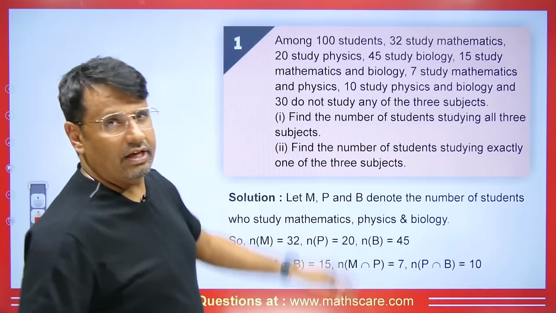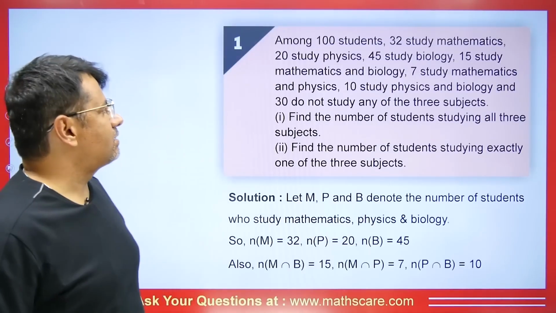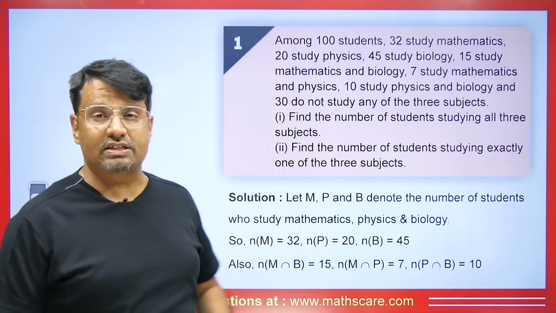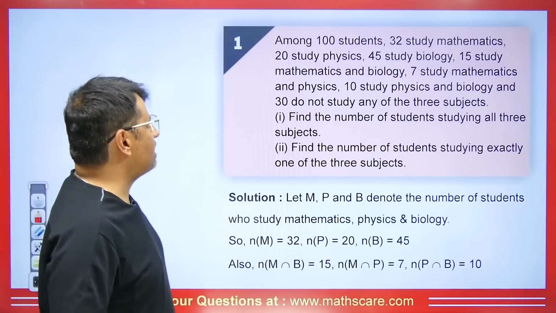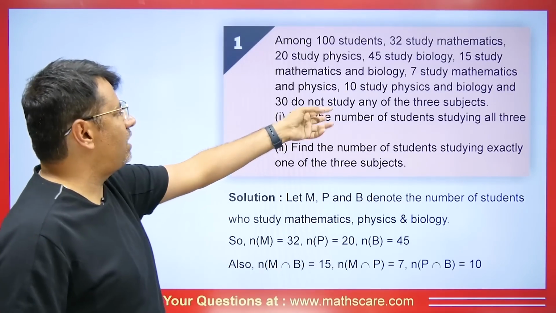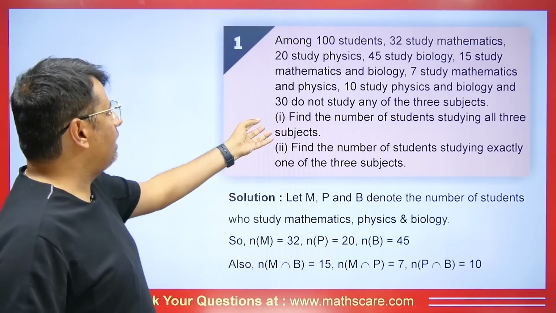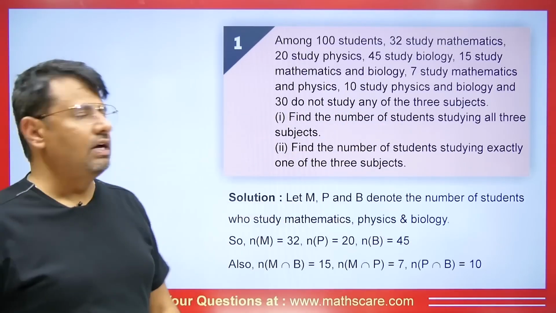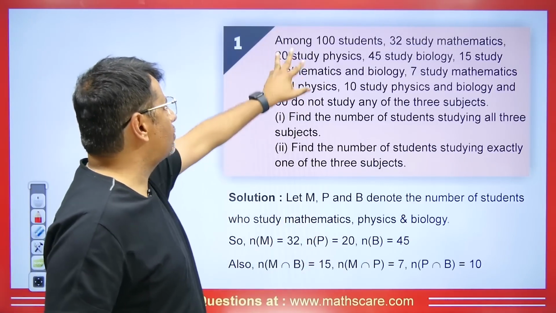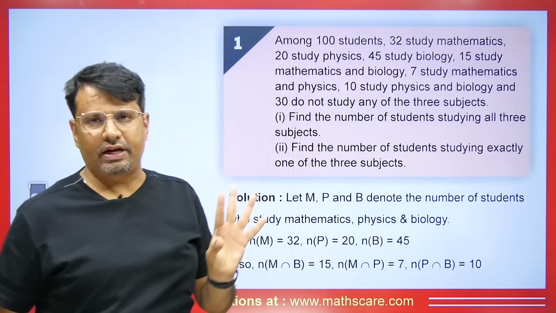We have 100 students, 32 are studying mathematics, 20 are studying physics, and 45 are studying biology. 15 are studying both mathematics and biology. 7 are studying both mathematics and physics, and 10 are studying both physics and biology. Additionally, 30 students aren't studying any of these subjects, which means if we exclude these 30 students from 100, then 70 students are studying and are distributed among these subjects.